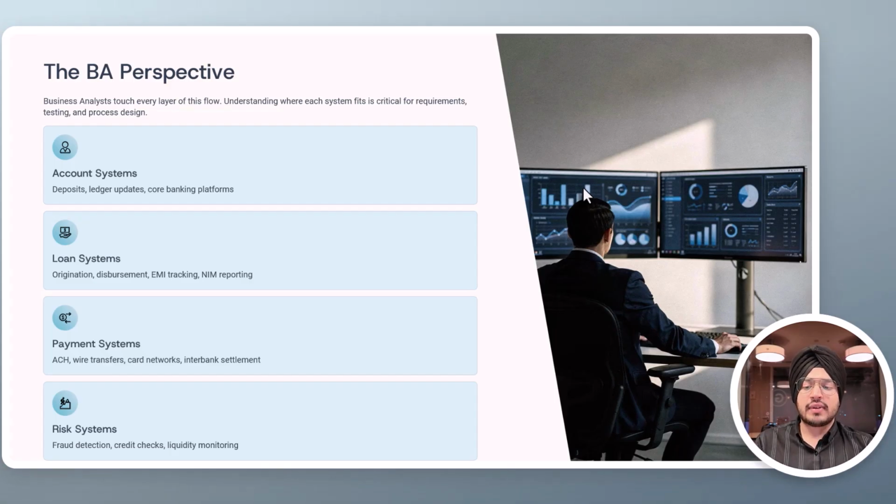Payment systems: ACH, wire transfer, card networks, interbank settlement. And risk systems: fraud detection, credit checks, and liquidity monitoring.